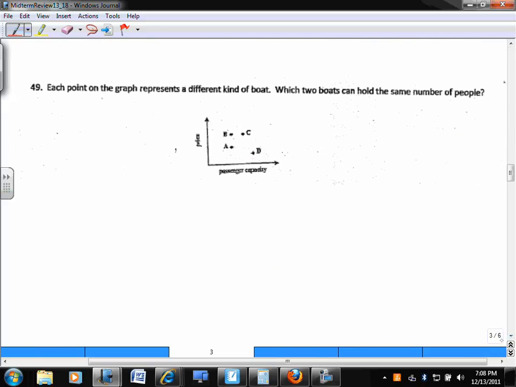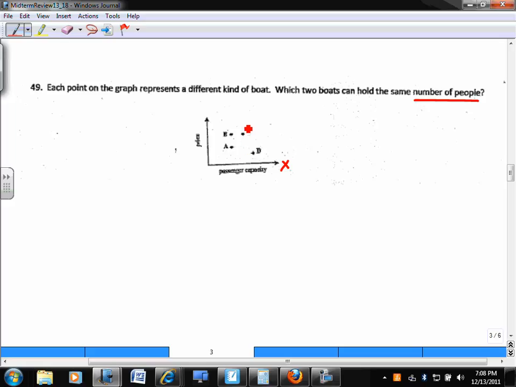Okay, 49. Each point on the graph represents a different kind of boat. Which two boats can hold the same number of people? So let's look. We have passenger capacity on the x-axis. So which two boats have the same passenger capacity? Because passenger capacity is how many people you can hold. Same number of people.